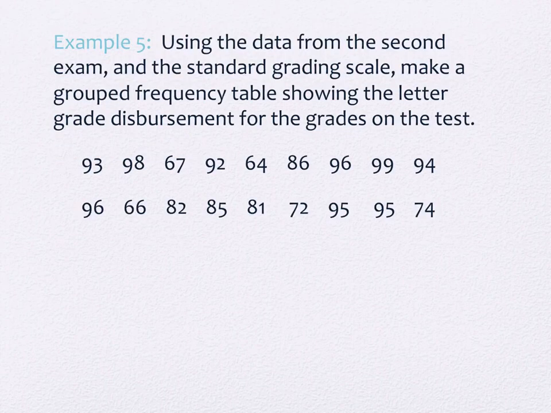So we're going to keep using the same data set so we don't have to recreate everything. This is the data from that second exam, the second one we did. And we're going to use the standard grading scale, okay? So standard grading scale is, right, 90 to 100 is an A, 80 to 89 is a B. That's what we're talking about for a standard grading scale. And we're going to group these together.